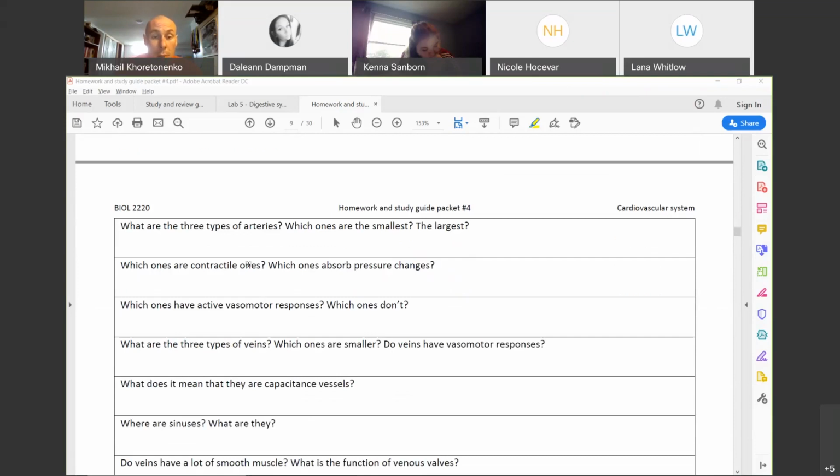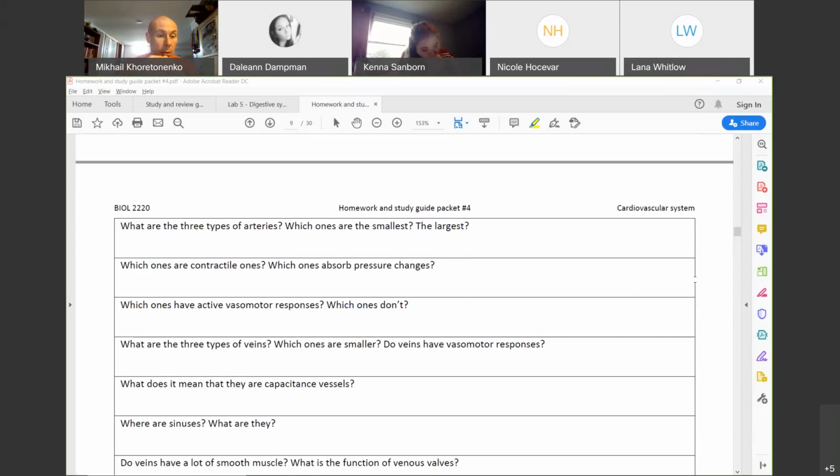Contractile: muscular arteries and arterioles. Elastic arteries absorb pressure changes. So muscular arteries and especially arterioles have active vasomotor responses, meaning that muscular arteries and arterioles can actually dilate and constrict.